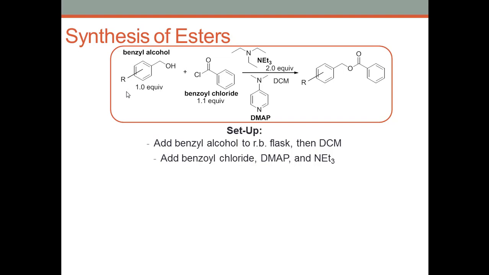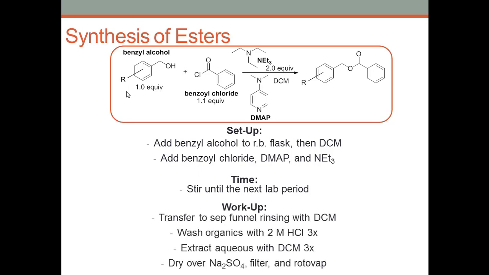DMAP is a nice nucleophilic base, so we're going to use it in catalytic amounts, and our stoichiometric base is going to be triethylamine. You are going to need to let these stir until the next lab period, but then the workup is really straightforward. Just transfer your crude reaction mixture to a separatory funnel, rinsing your round bottom with DCM, and then you're going to want to wash your organics with 2 molar HCl 3 times. This should effectively remove your triethylamine and DMAP from your organic. Then you're going to back extract your aqueous layer with DCM 3 times. Make sure you've got all the product in that nice organic layer. And then you're going to dry the combined organics over sodium sulfate, filter, and rotovap.